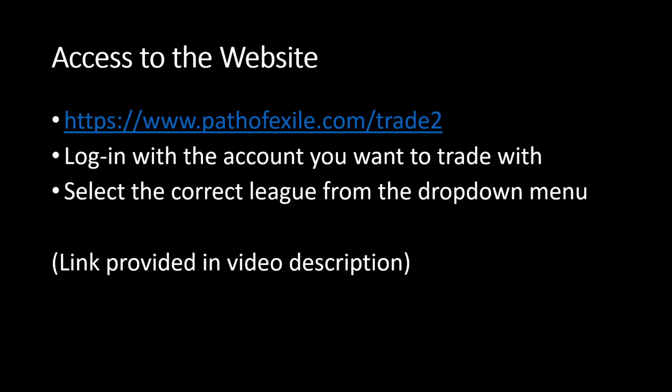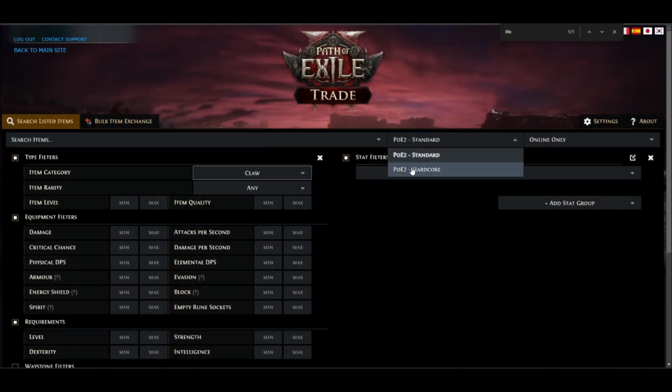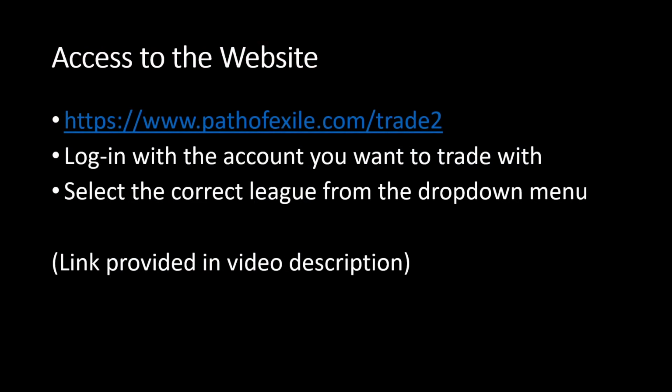To access the website, go to www.pathofexile.com/trade2. I've left a link in the description so that you can just follow that. Log in with the account that you want to trade with and select the correct league from the drop-down menu. You should know too that when you go to message somebody to buy an item, you have to have your Path of Exile 2 client running so that your Path of Exile 2 client can message the person from the trade site. So make sure that your game is up and running when you're using the trade site.